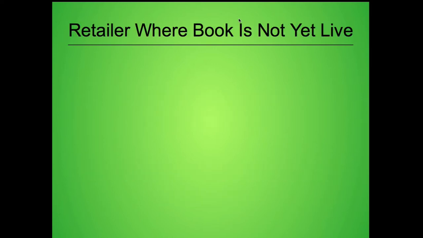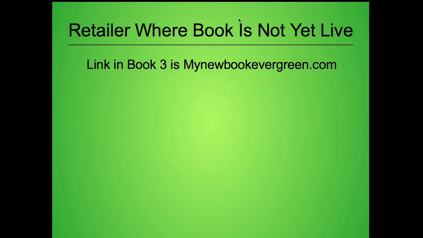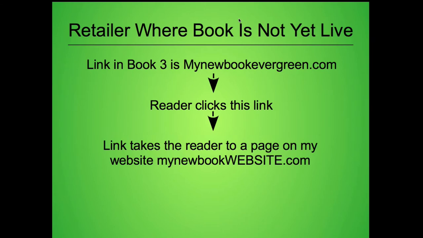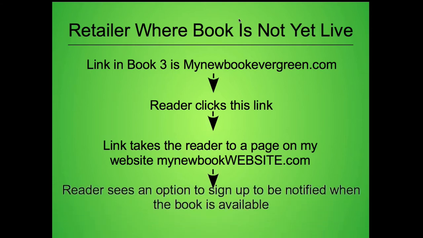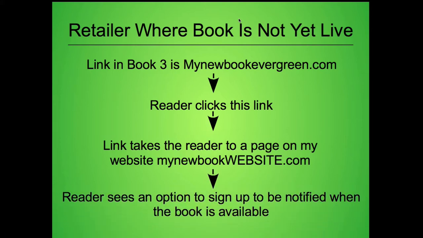So, what do we do for those retailers where the book is not yet live or on pre-order? Well, I create a link in book 3 that I'm going to call mynewbookevergreen.com. And when the reader clicks on this link, it's going to take the reader to a page on my website called mynewbookwebsite.com. And then once the reader is on my website, they're going to see an option to sign up to be notified when the book is available for purchase.